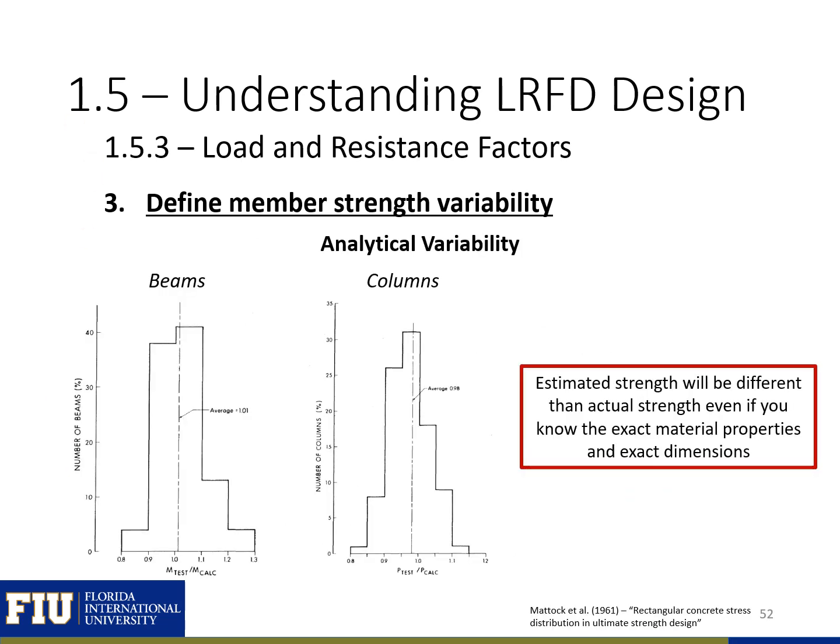We will also have some analytical variability. So within our analysis, the estimated strength, even if you knew the exact properties for your material strengths and the exact areas and locations of your steel and the section dimensions, there would still be some variability when you go to estimate the capacity compared to what the measured capacity would be. So we need to account for this analytical variability as well.